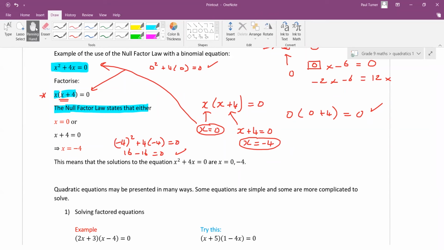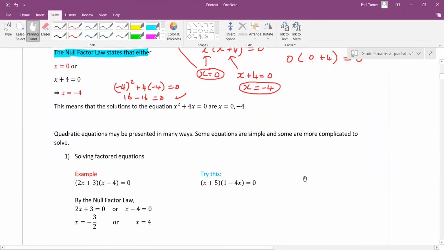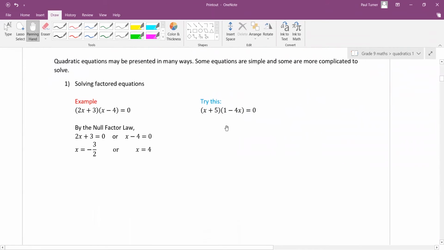Okay, so let's look at some examples down here. The first kind of question you'll see in my work is questions that are already factorized. You see this here? This is already factorized. So by the null factor law, either this first factor equals 0, so you write that down, 2x plus 3 equals 0 first, or x minus 4 is equal to 0. If those are true, then you'll get a 0 answer here.